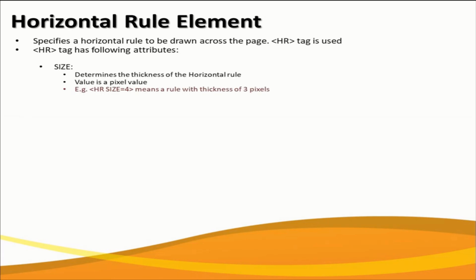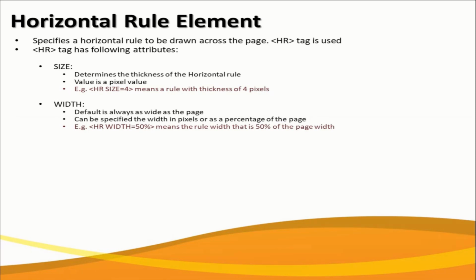To set the thickness of the horizontal rule, use the size attribute. Its value is in pixels. To set the width of the horizontal rule, the width attribute is used. The default is as wide as the page. It can be controlled by pixel or percentage. In the example, width is set to 50%. It indicates that the horizontal rule width will be 50% of the page.